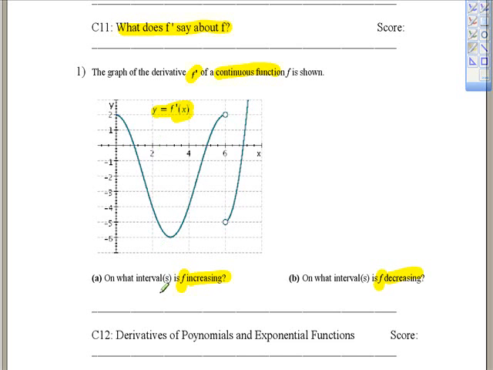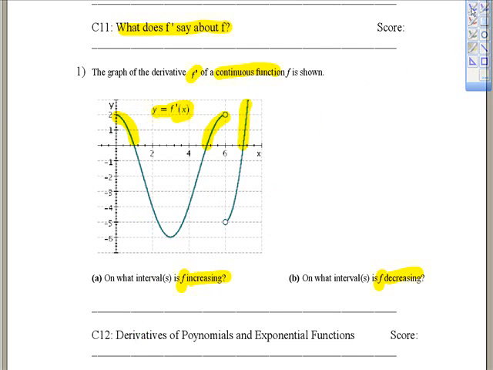Shouldn't f be increasing when the slopes of the tangent lines are positive? And shouldn't f be decreasing when the slopes of the tangent lines are negative? Well, if we go along here, these are positive values on f prime, as are these, and these. Everything else is a negative value.